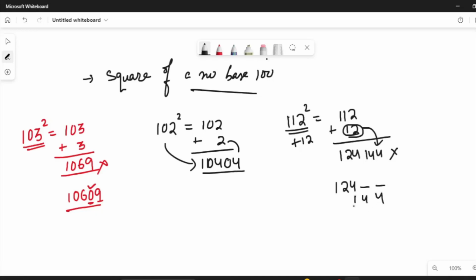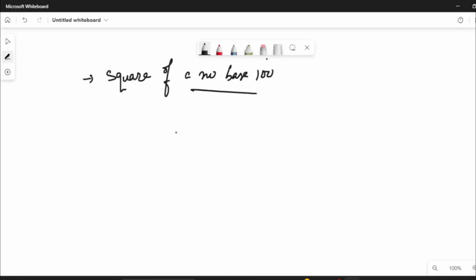That means this 1 will be carry forwarded to the previous digit. Now what will happen here? Now this will be your 12544. Okay. So I hope this is clear. Let's try to do another one.